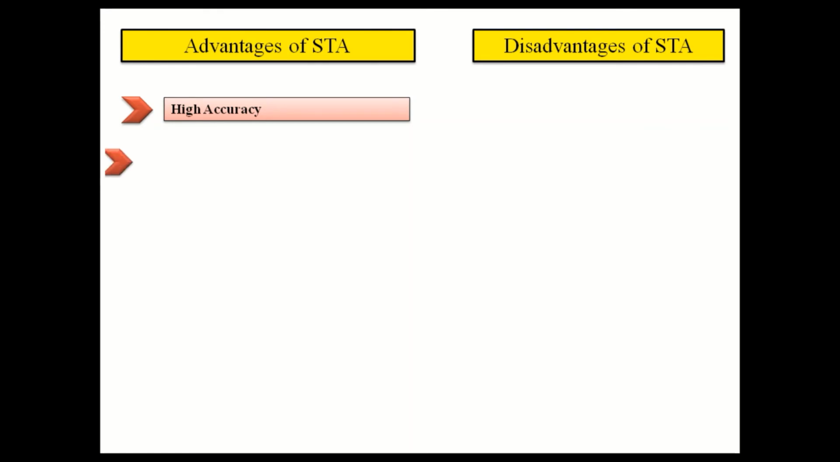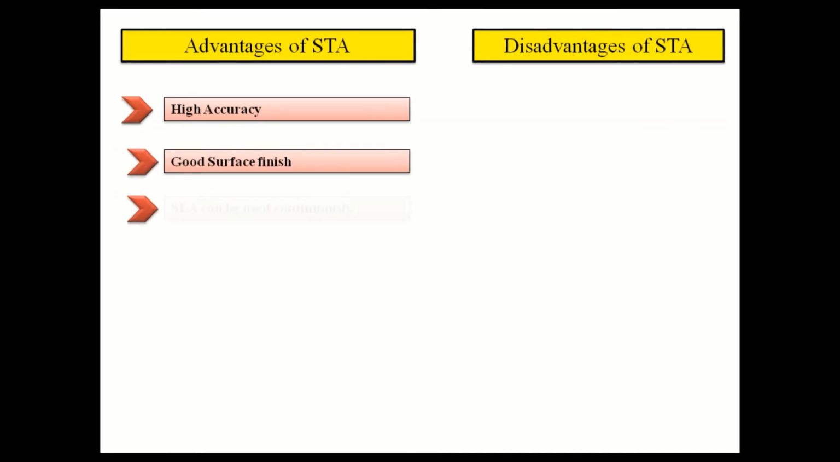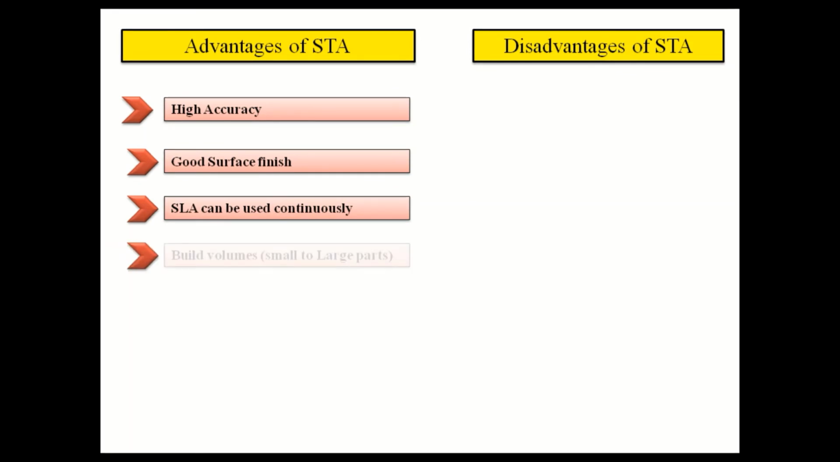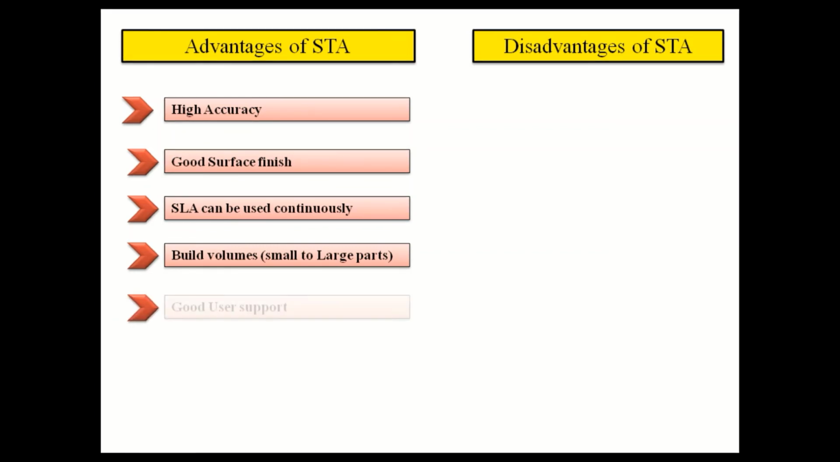Advantages and disadvantages of the stereolithography apparatus. Let's see what are the main advantages of this apparatus. The first main advantage is high accuracy and precision. Next is good surface finish. This apparatus can be used continuously irrespective of time, and we can build volumes from small products to large parts, and it has good user support.